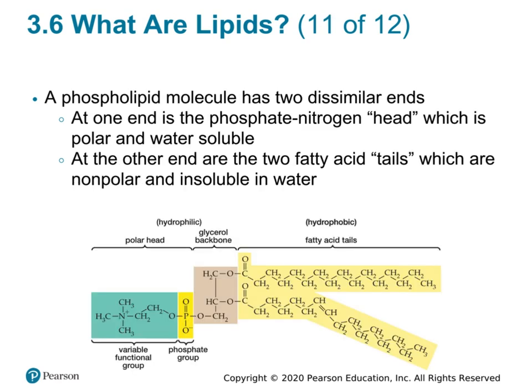Here's the basic structure of a phospholipid molecule. It has 2 dissimilar ends. Another way to talk about a phospholipid is to say that it's amphipathic. One end behaves a certain way, and the other end behaves completely differently. Its polar head, where we have a variable functional group attached to a phosphate group, is going to be hydrophilic, and it likes to hang out around water and other polar molecules. The other side, which has fatty acid tails, is hydrophobic, and it does not like to hang around water.